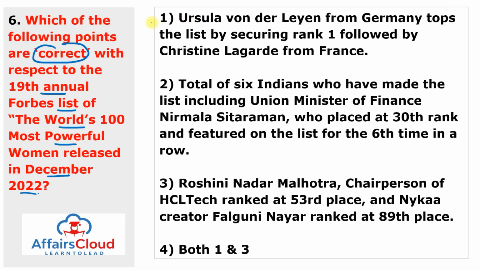So first statement is Ursula von der Leyen from Germany tops the list by securing the rank 1, followed by Christine Lagarde from France. So first statement is basically a true statement, because this is the 19th annual edition of the Forbes list, and the list features 11 billionaires with a combined net worth of $115 billion, 10 heads of the state and 39 chief executive officers.